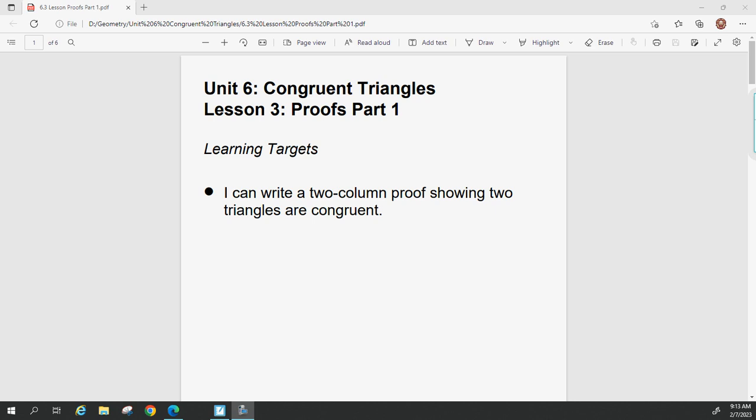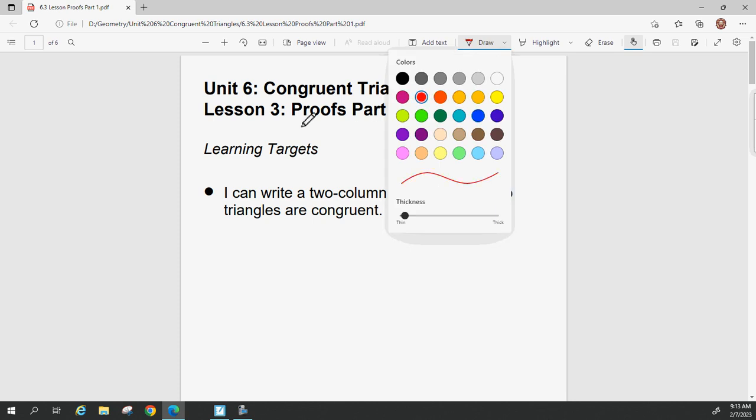Hey, all, today we're going to continue talking about congruent triangles and those shortcuts we use to show that triangles are congruent. But today we're going to add an extra layer, and that is to formally write what is called a proof that two triangles are congruent.